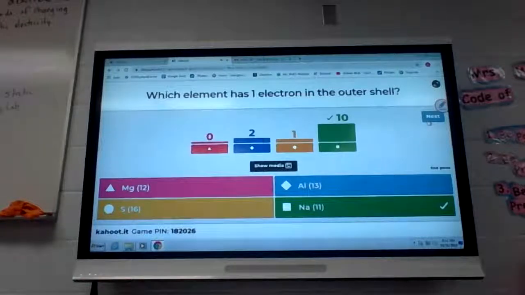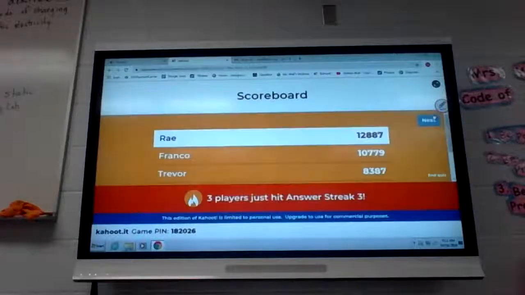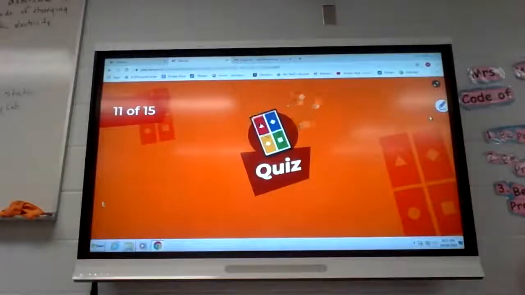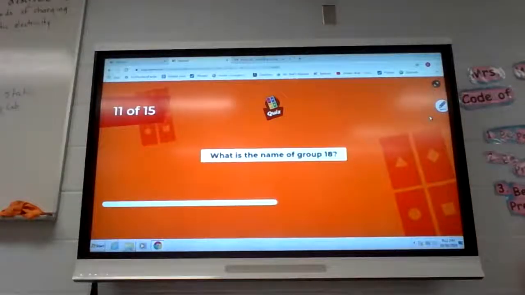Okay, good. One electron in the outer shell. Remember, we count back 1 through 8. 1, 2, 3, 4, 5, 6, 7, 8. So everybody in group 1 has how many? 1. Sodium's in group 1, so it has 1. And we're going to do more of that in a couple minutes.